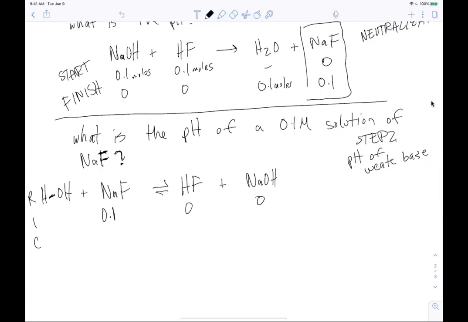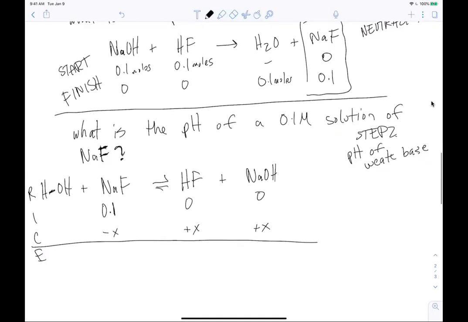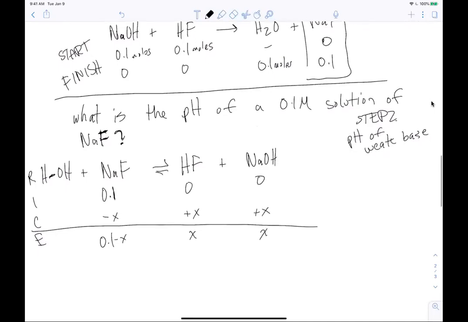So write in our RICE table. I put in some variables in here to solve. So at equilibrium, I'm going to say that the amount of sodium fluoride I have is the amount that I started with after the neutralization reaction minus some amount x, and then I have x equal to these. What I need here, let's say that for this, they give you the Ka of the reaction, which is 7.2 times 10 to the minus fourth.